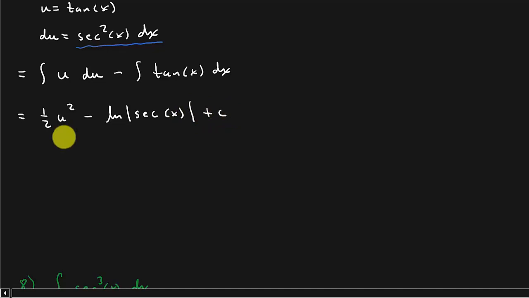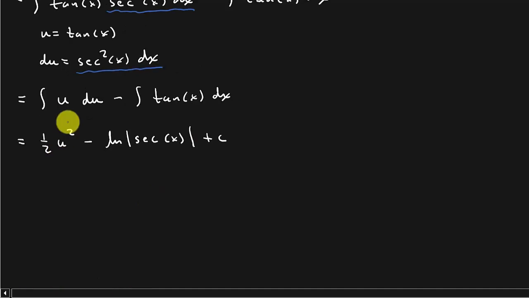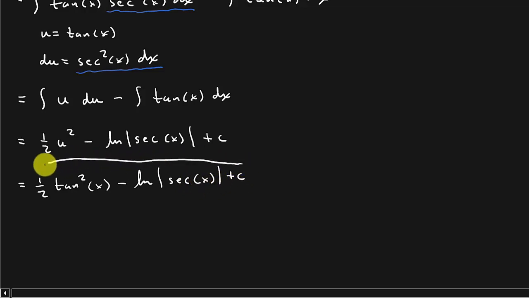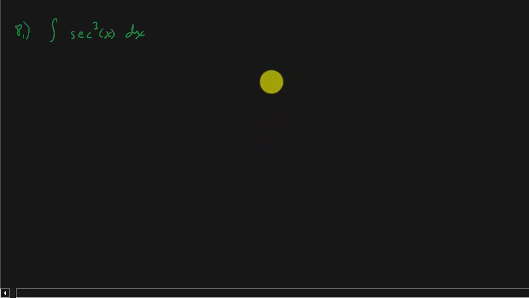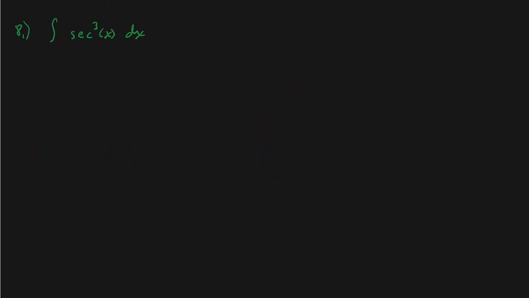And then in the place of u, what's u? That's tangent x. And so that's 1/2 tangent squared x minus natural log absolute value secant x plus c. And there's my answer. All right. So how about this one?